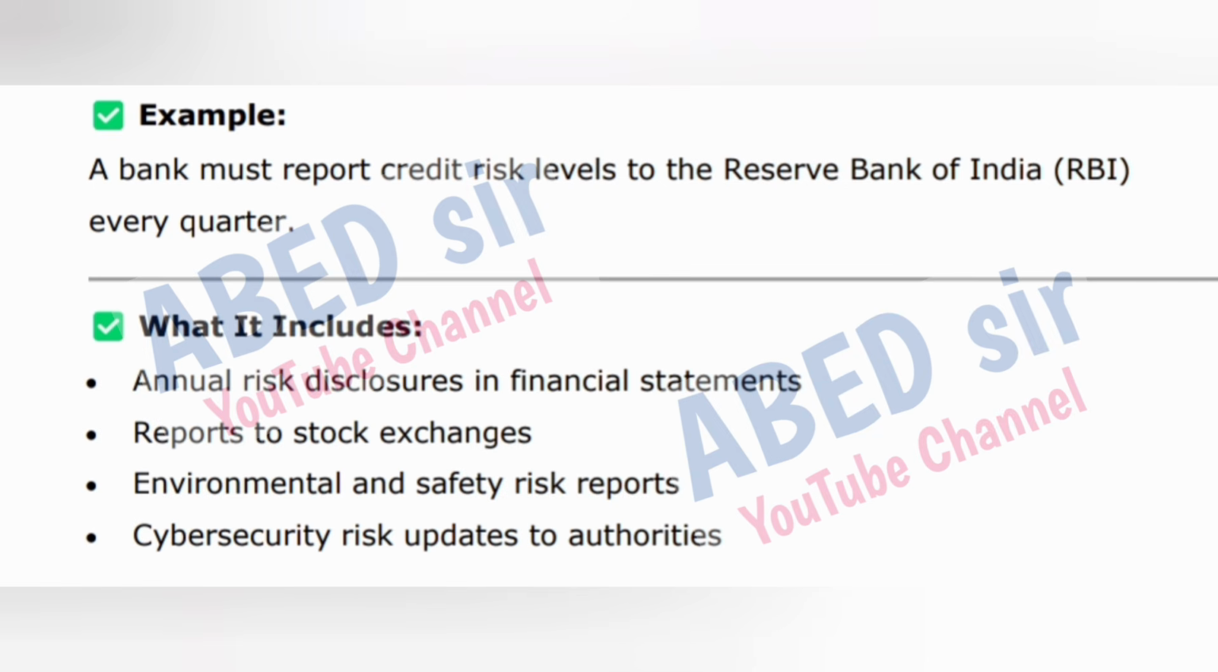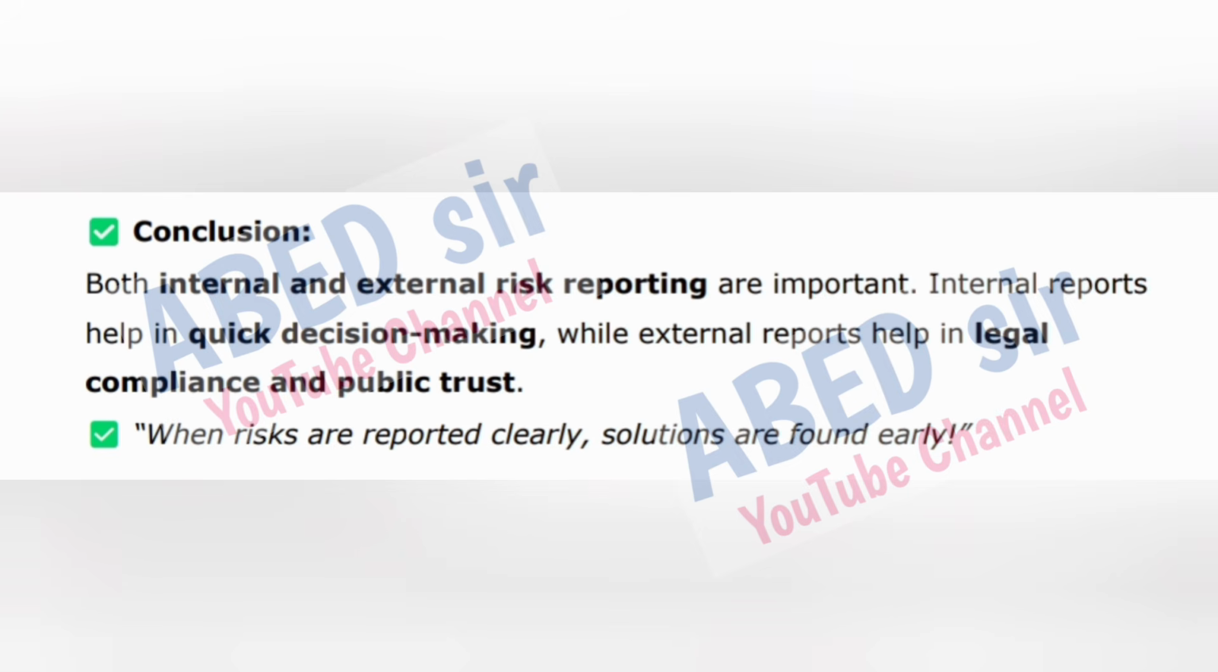What it includes: annual risk disclosures in financial statements, reports to stock exchanges, environmental and safety risk reports, cybersecurity risk updates to authorities. Conclusion: both internal and external risk reporting are important. Internal reports help in quick decision-making, while external reports help in legal compliance and public trust. When risks are reported clearly, solutions are found early.